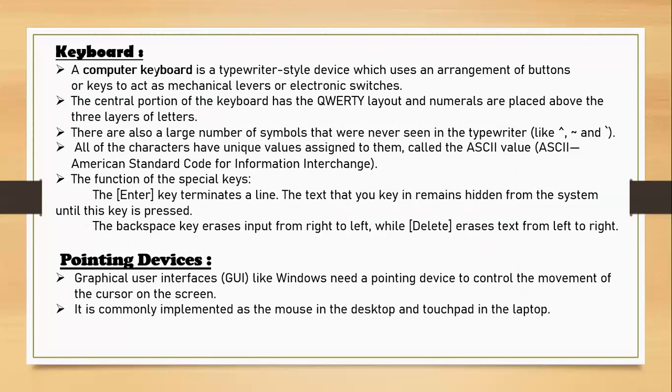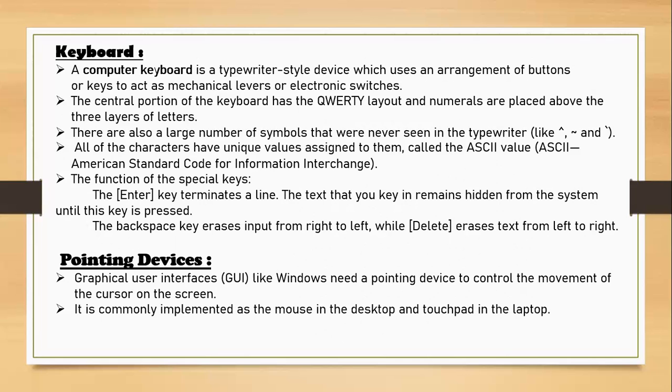Let us talk about each device separately. A computer keyboard is a typewriter style device. It looks like old typewriters, which use an arrangement of buttons or keys to act as mechanical levers or electronic switches. The central portion of the keyboard, as I already mentioned in the previous slide, has the QWERTY layout, and numerals are placed above the three layers of letters. There are also a large number of symbols that were never seen on the typewriter.